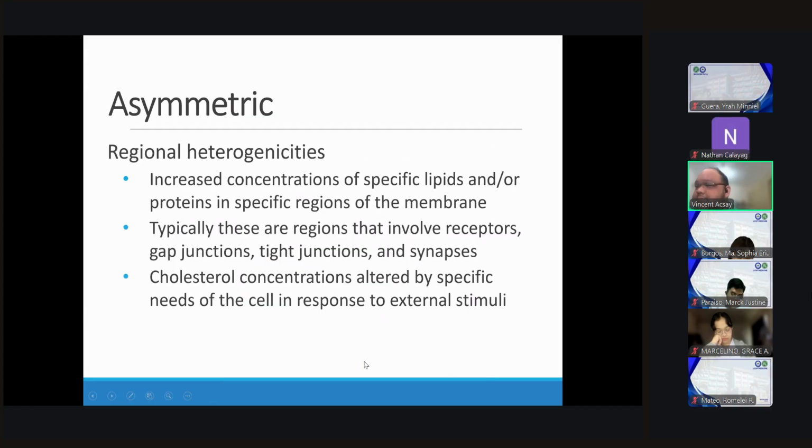Next, property of asymmetry in regional heterogeneities. So as it says, in certain regions, there are increased concentrations of specific lipids and or proteins in the membrane. So these regions usually involve receptors, gap junctions, tight junctions, or synapses. Your cholesterol concentrations are also altered based on the specific needs of the cell and in response to external stimuli.